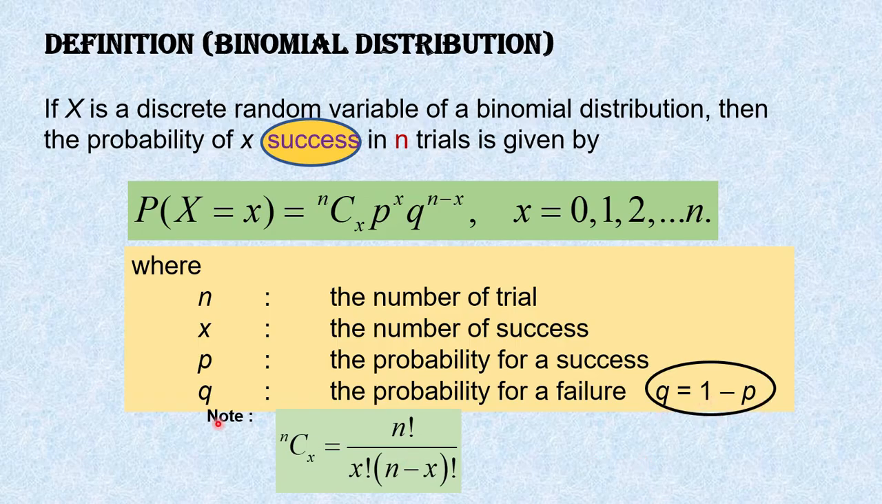Okay. Note that nCx here is equal to n factorial over x factorial times n minus x factorial.